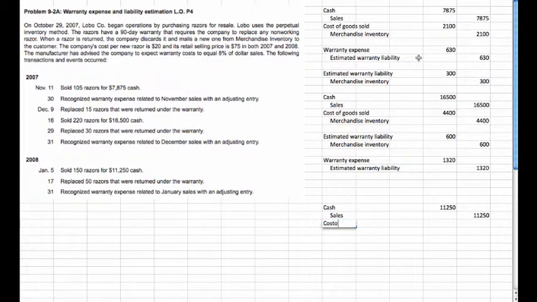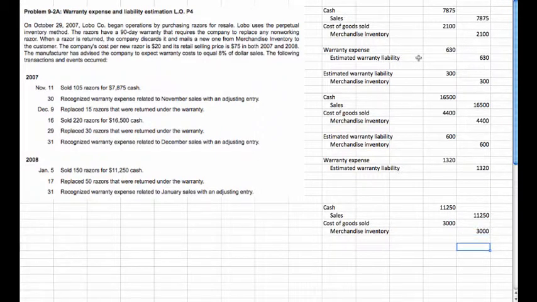Next, we're going to pick up the cost of goods sold again. Debit cost of goods sold. Once again, we sold 150 razors times $20, and we're going to get $3,000. Next, we have to reduce merchandise inventory for $3,000.